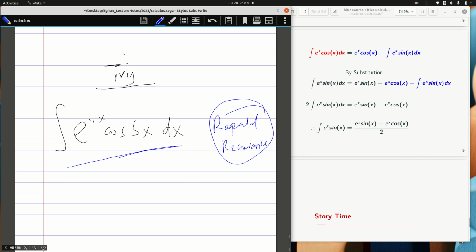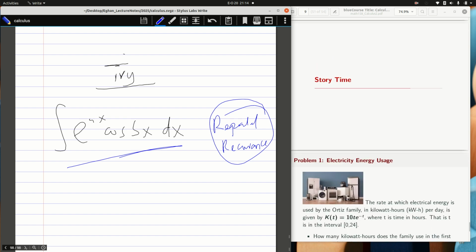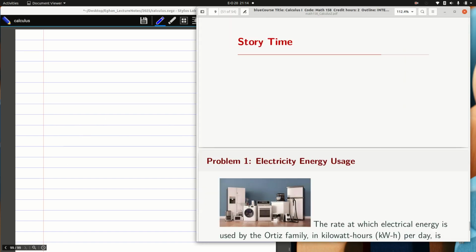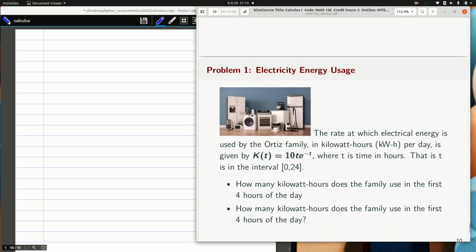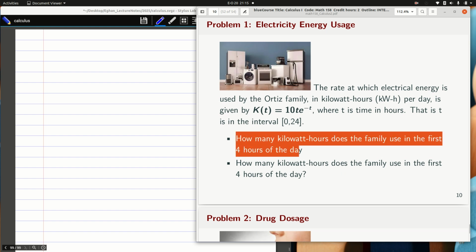Now I know you've been wondering where is the problem of the day, and I call it story time. In this story time, we have two problems. We are looking at electricity energy usage in a home, where it's given per day as this function. t is in hours, with the hours given as 0 to 24 hours in a day. This is realistic. We can't have more than 24 hours in a day. The question is, how many kilowatts does this family use in the first 4 hours of the day? What do you think is happening?